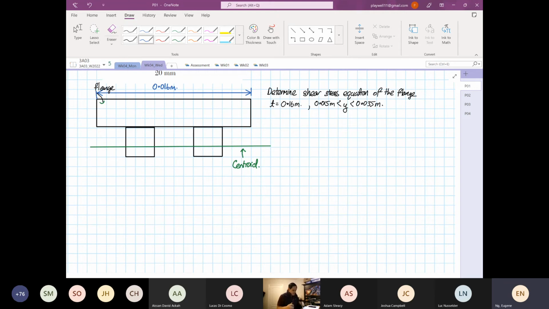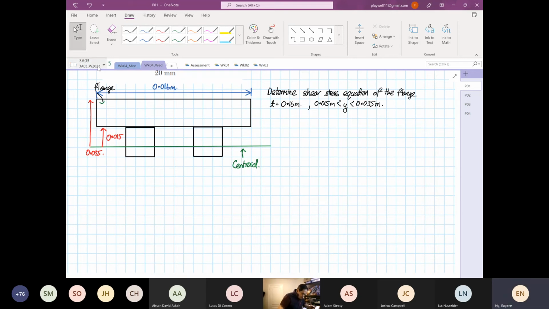Okay. So for this equation that we are going to form, we have a limit. The limit is from 0.015 as the lower limit from the centroid, and the upper limit is equal to 0.035. That's why I say this equation that we are going to form has a limit of 0.015 to 0.035. Okay, so how does this work?